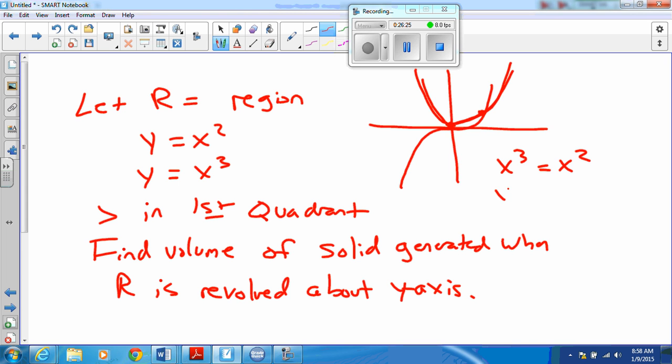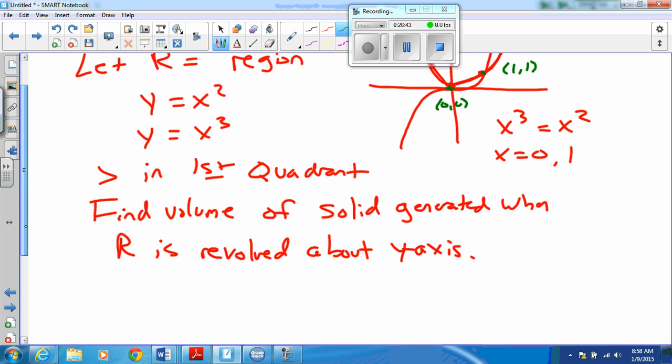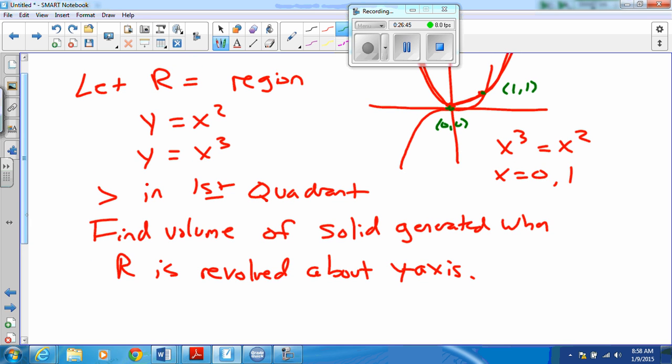We find the intersection points. And it's fairly clear that the intersection points are at x equals 0 and x equals 1. If it's not clear, factoring is your friend. Okay. And now we're looking for the volume of the solid generated when R is revolved about the y-axis.